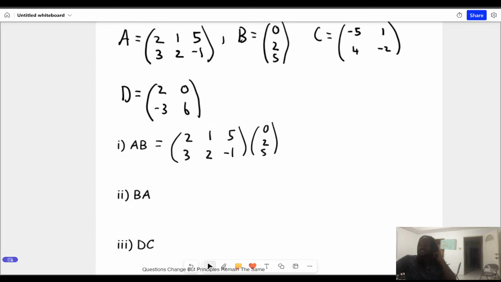Alright, so this is totally different from when you're adding or subtracting. When you're adding or subtracting, it is all about the orders. If the orders are the same, then you can simply add it or subtract it. But when you're multiplying, you have to actually check the orders. So you have to physically check the orders.